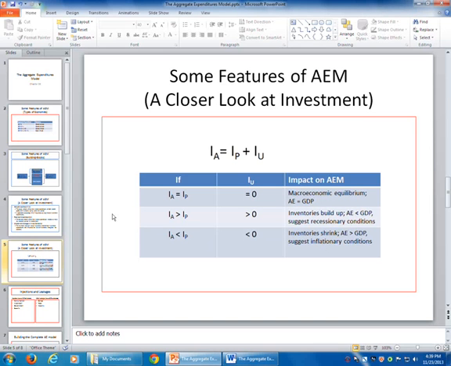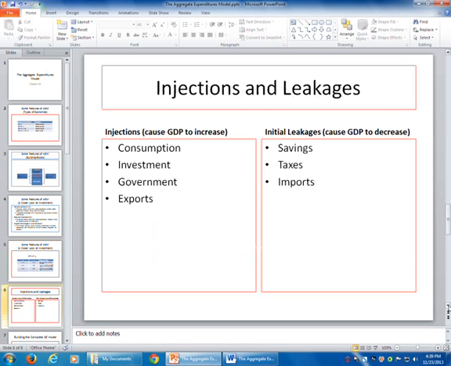So we'll use the relationship I sub A equals I sub P plus I sub U as a way of tracking how inventories are changing. And how inventories change will tell us about the current state of the economy.